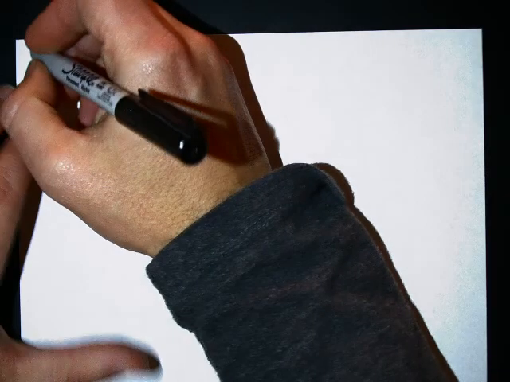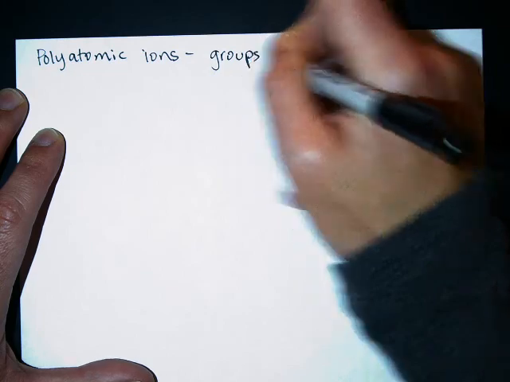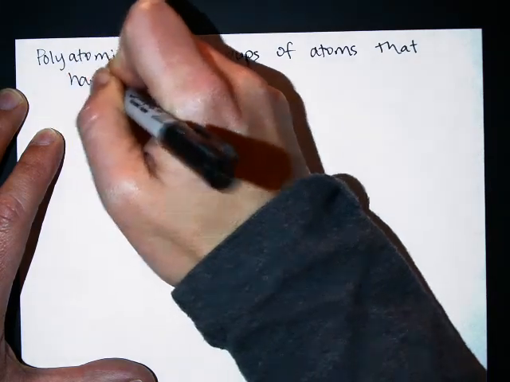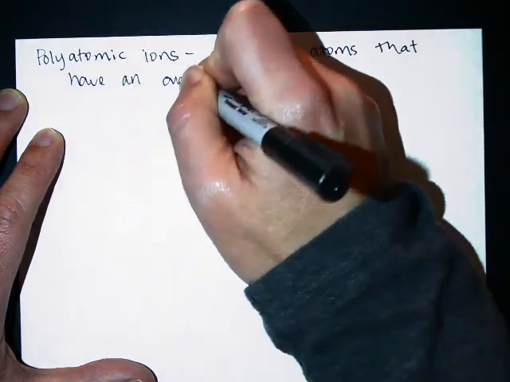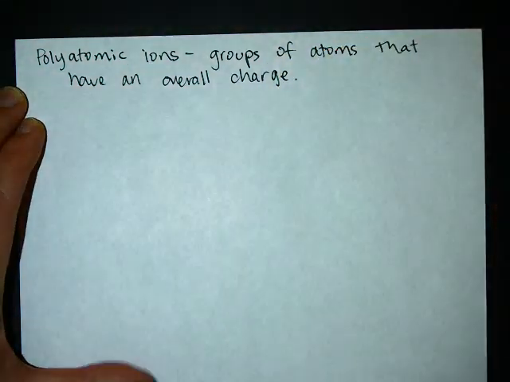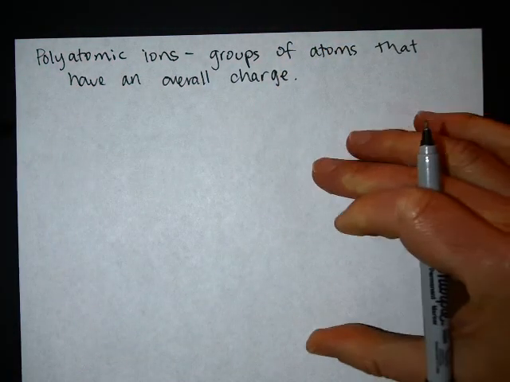All right, so polyatomic ions, I just gave you a list. Let's talk about what they are and how to use them. Polyatomic ions are groups of atoms that have an overall charge.